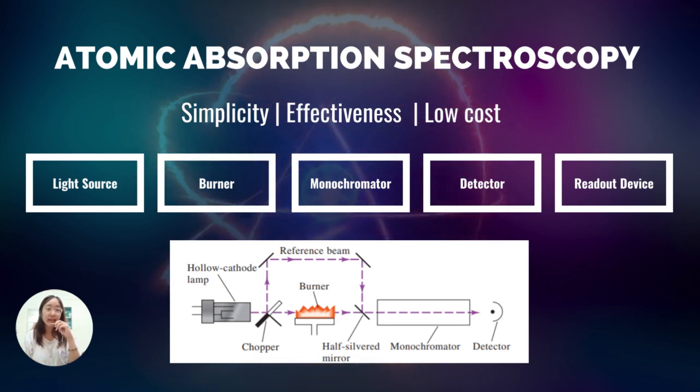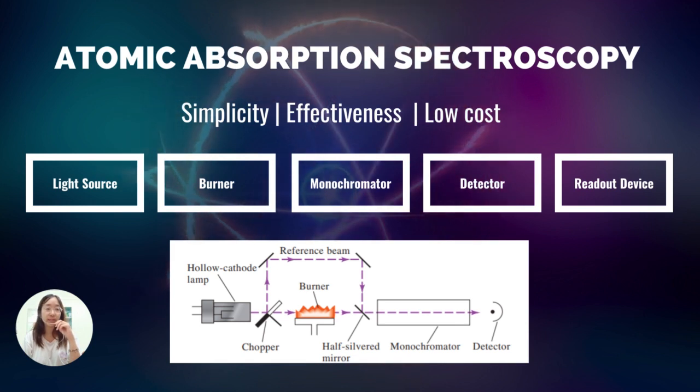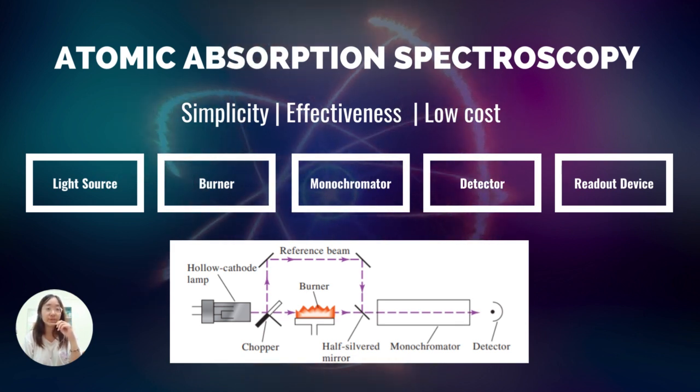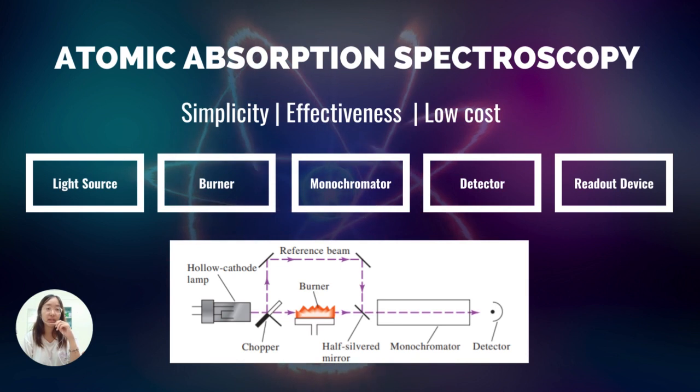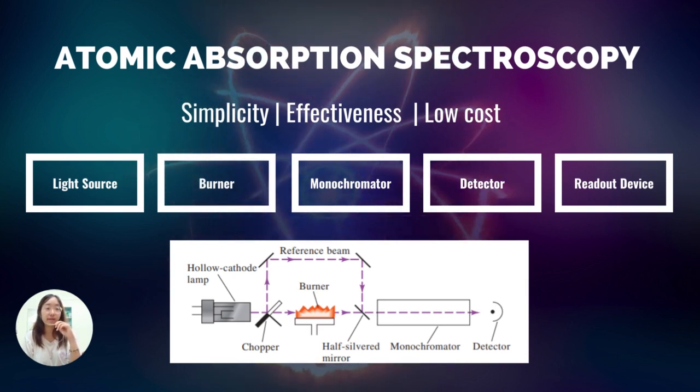Most measurements in AAS are made with instruments equipped with an ultraviolet visible grating monochromator. Radiation from the hollow cathode lamp is chopped and mechanically split into two beams, one which passes through the flame and the other around the flame.